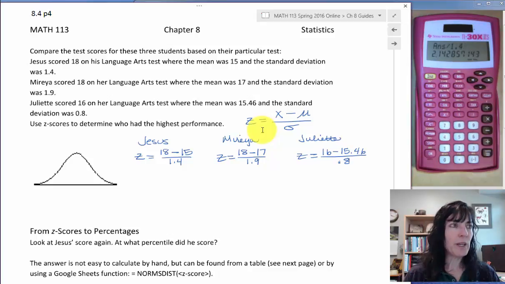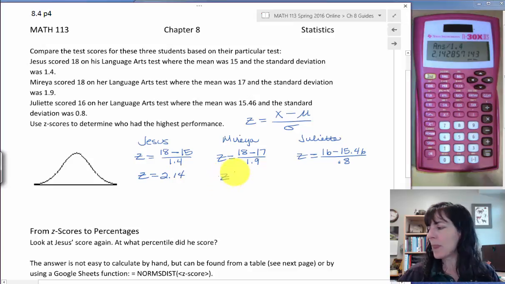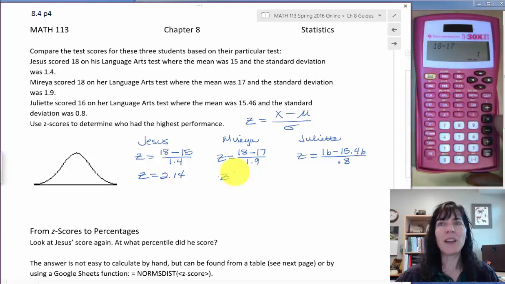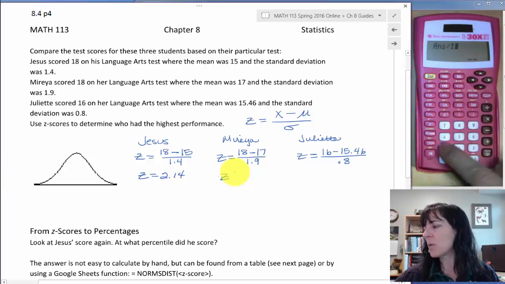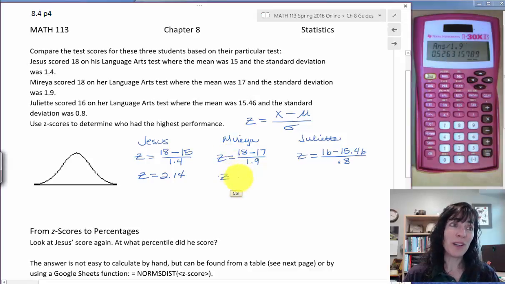So starting with the first one, 18 minus 15, and we get a 3 divided by 1.4, and we get a z-score for Jesus of 2.14, and I don't have to change the 4 because the next digit is a 2. So Maria, 18, she's only getting 1 point above the mean. She's got 1 divided by 1.9, and so she is only 0.53, I do have to round up on this one, 0.53 above the mean.